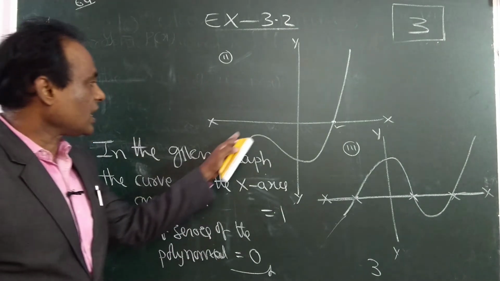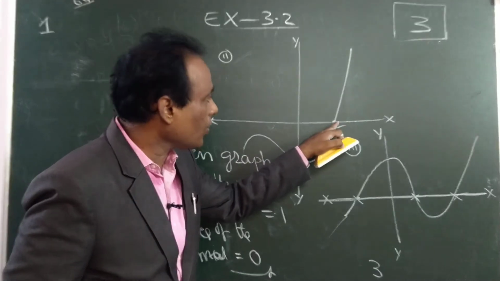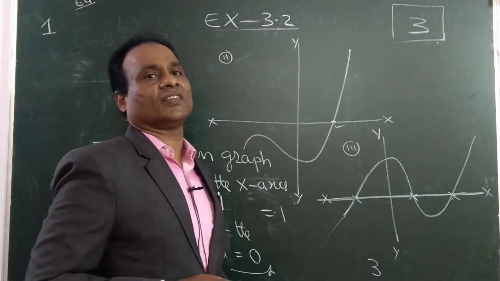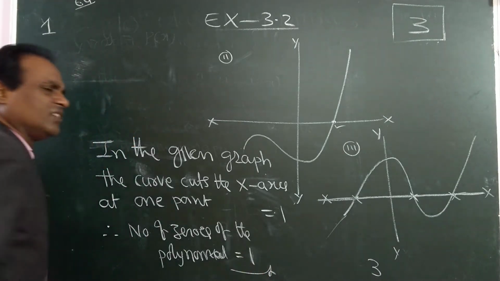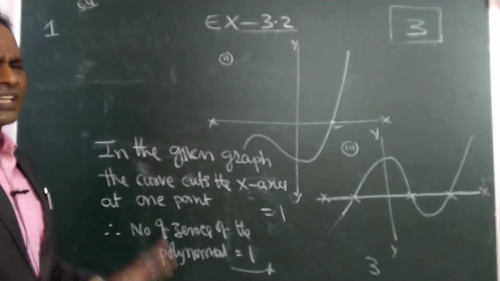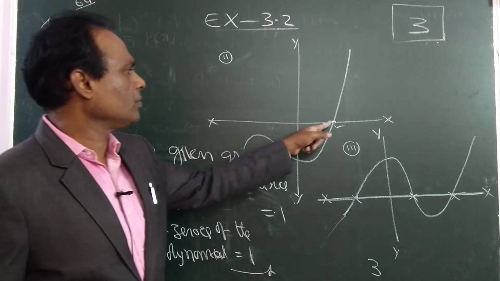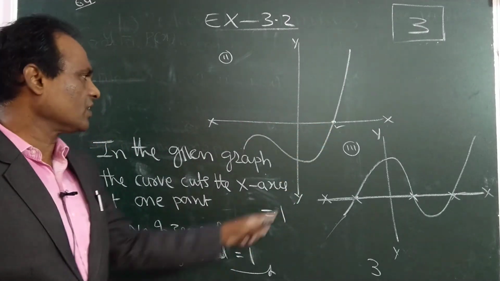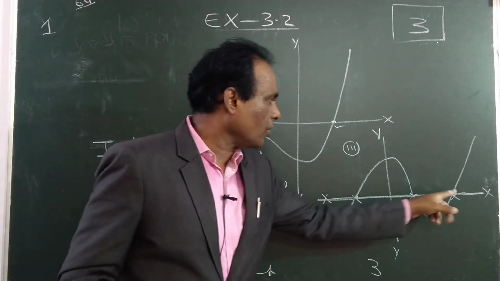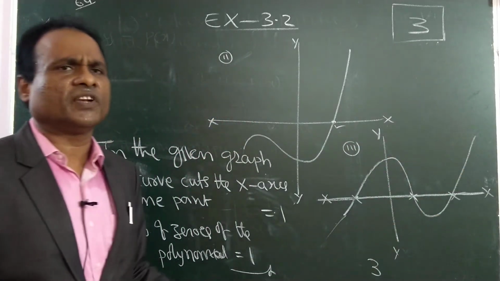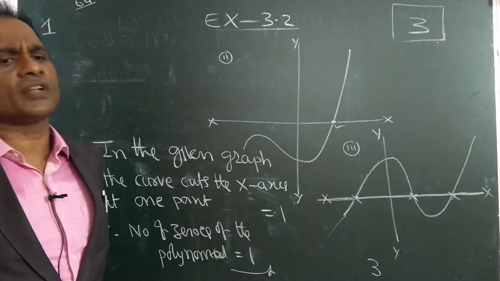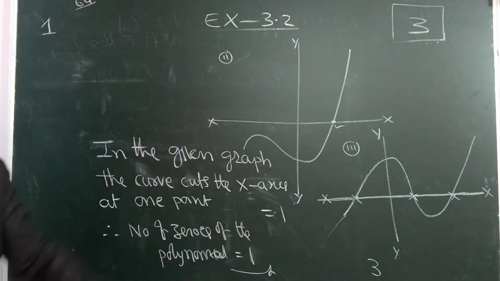So if the curve is cutting the x-axis at 1 point, how many answers? 1 answer. So the number of zeros of the polynomial will be 1. Just by seeing the graph, no process, nothing. Just look at the graph. If it is meeting the x-axis at 1 point, 1 is the answer. If it is meeting at 3 points, 3 is the answer. If it is meeting at 2 points, 2 is the answer. If it is not meeting, 0 is the answer. That's all, complete all. So write down this.